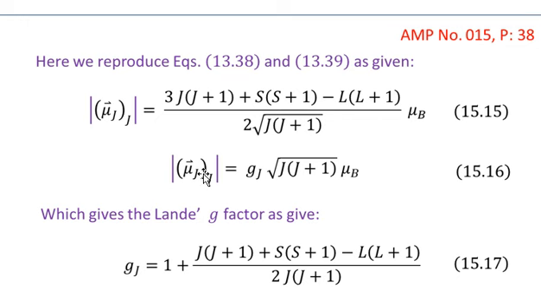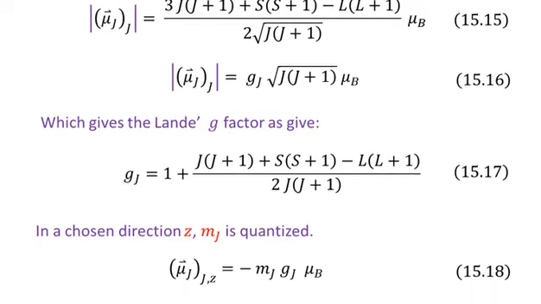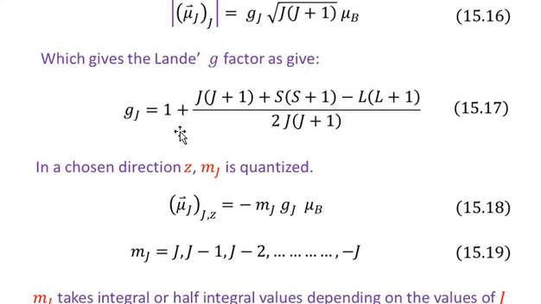You see that the left hand sides of both equation number 15 and 16 are equal. So I can compare their right hand sides and solve for the value of g_J. The value of g_J, as shown in equation number 17, is given by g_J equal to 1 plus j into j plus 1 plus s into s plus 1 minus l into l plus 1, divided by the denominator, which contains 2 times j into j plus 1.